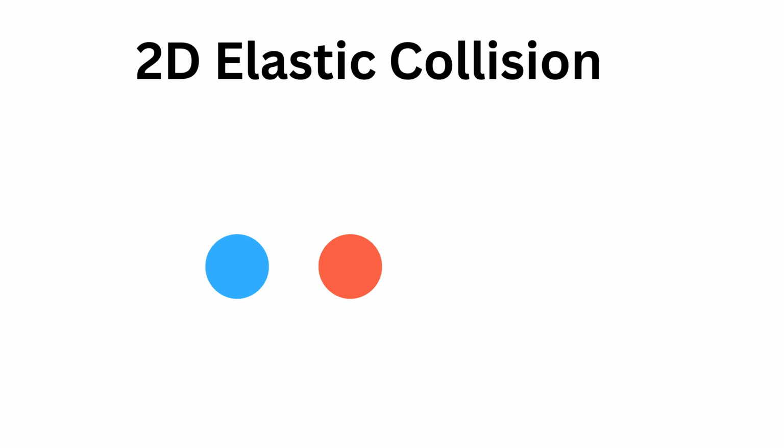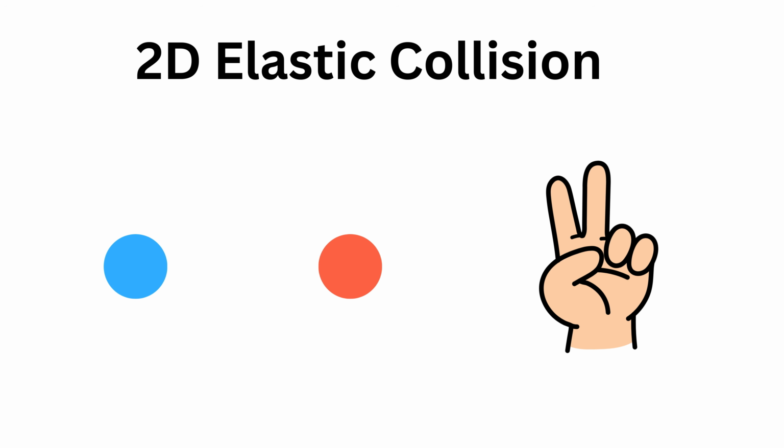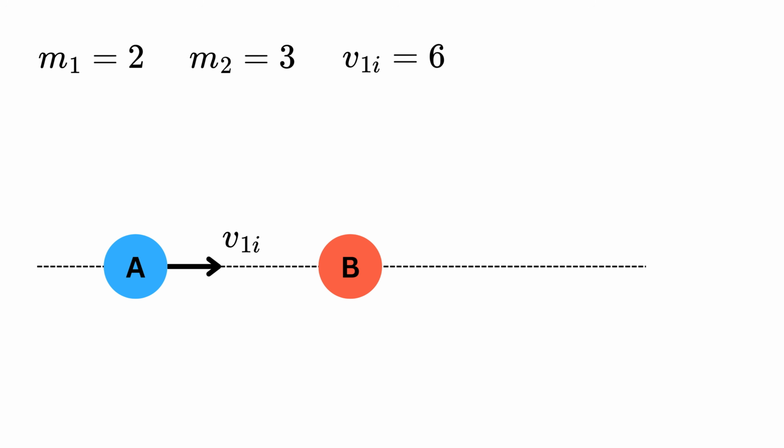Today we will be dealing with a two-dimensional elastic collision solved example. On a smooth, frictionless table, we have two billiard balls. Ball A of mass m1 equal to 2 kilograms, and ball B of mass m2 equal to 3 kilograms. Ball A is moving along a straight line to the right, with speed v1 initial equal to 6 meters per second, while ball B is at rest, with v2 initial equal to 0.